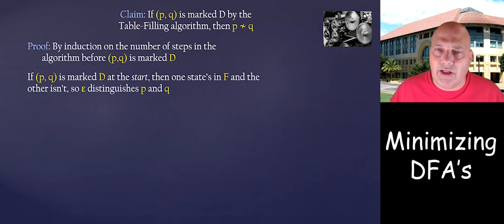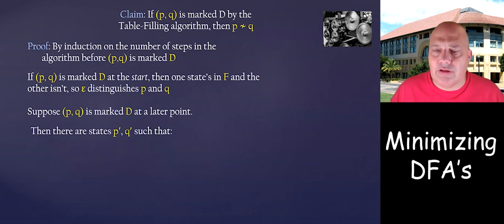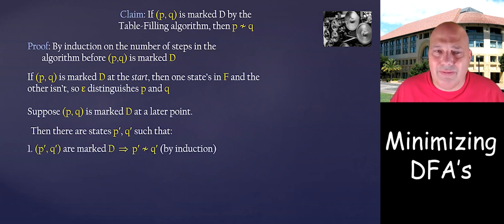Now we want to prove the induction step. So suppose PQ is marked D at a later point. The reason we marked it is because there are P prime and Q prime that made us mark it. So there are P prime and Q prime that have the property that they were already marked D before, and therefore by induction, P prime is distinguishable from Q prime, right? We said that whatever happened before is correct.